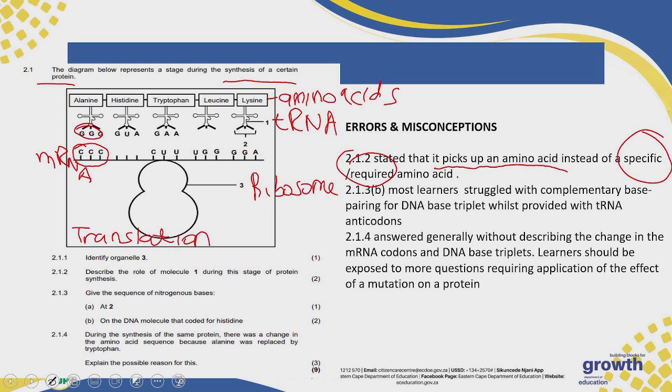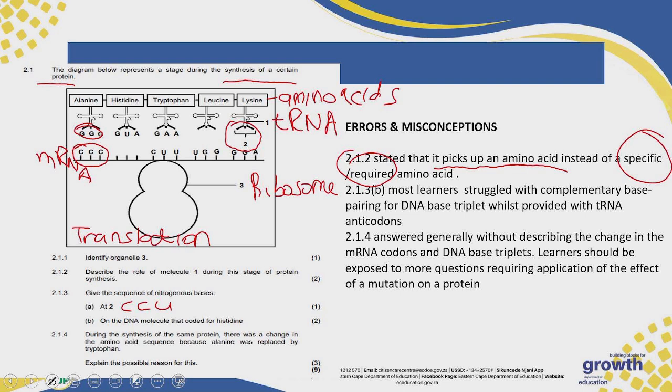Then 2.13 says give the sequence of nitrogenous bases at number 2, right? So this is number 2. This is the part that they are looking at. Here you can see that we have GGA as the codon on the mRNA. So if it is GGA, it means that at number 2 we are going to have CCU. It can't be a T here because this is a tRNA, and in RNA we don't have a thymine. Instead, it will be a uracil, right?